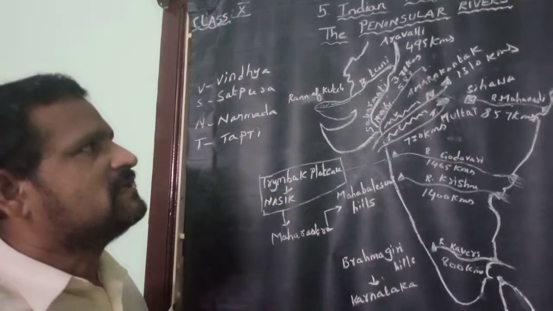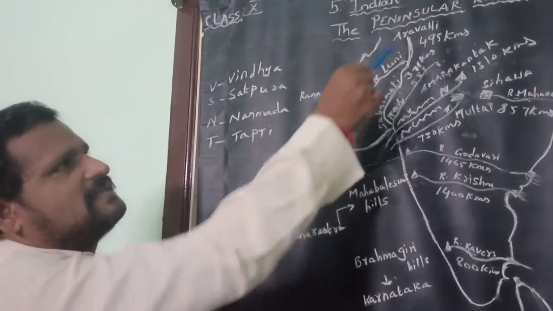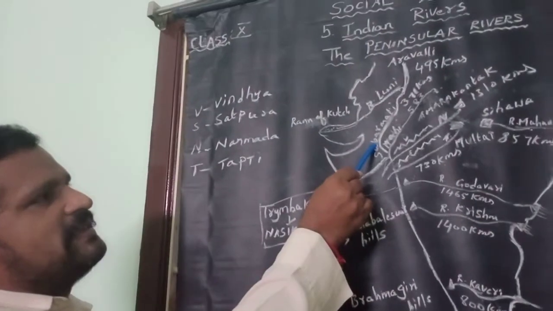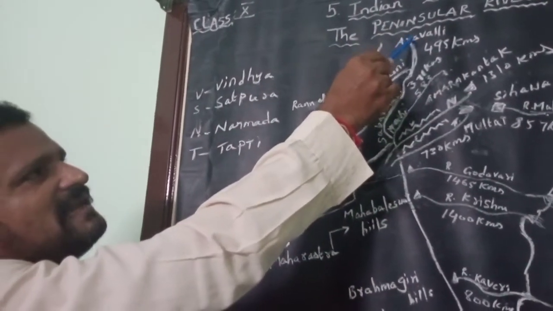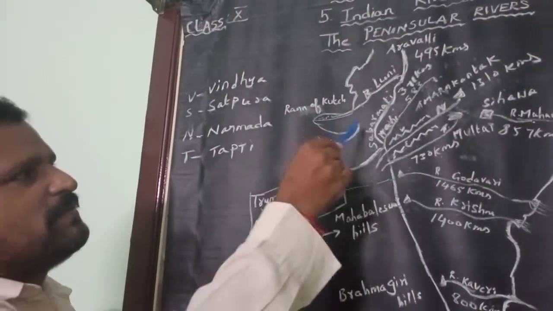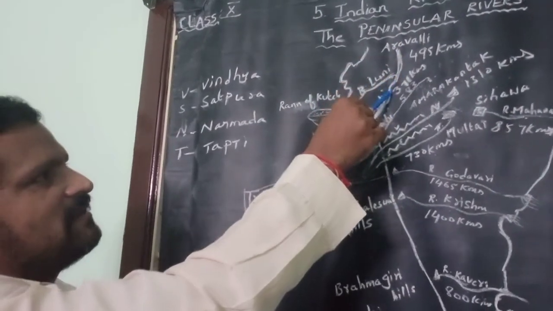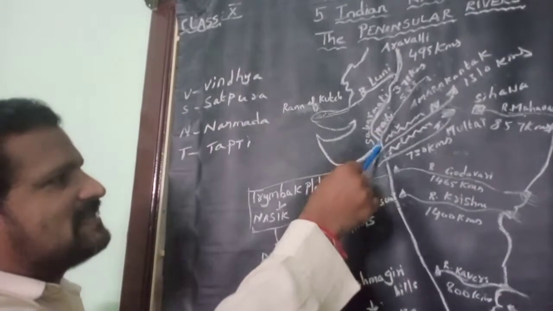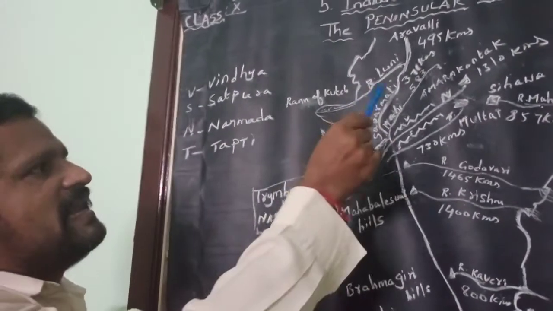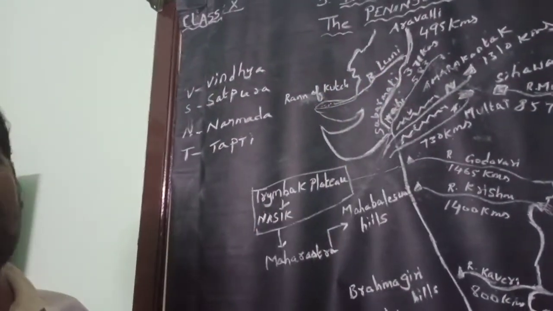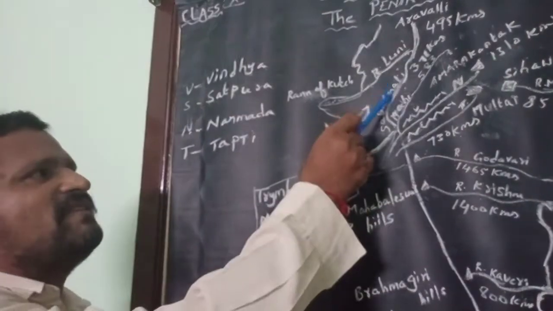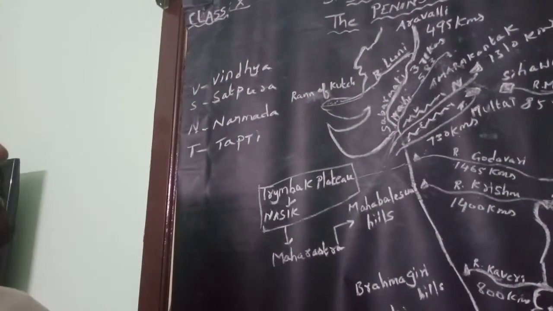Sabarmati river originates at the Aravali range. It rises at the Aravali range and flows in Rajasthan state, in Gujarat state, and at last reaches the Arabian Sea. The length of the Sabarmati river is 371 kilometers.